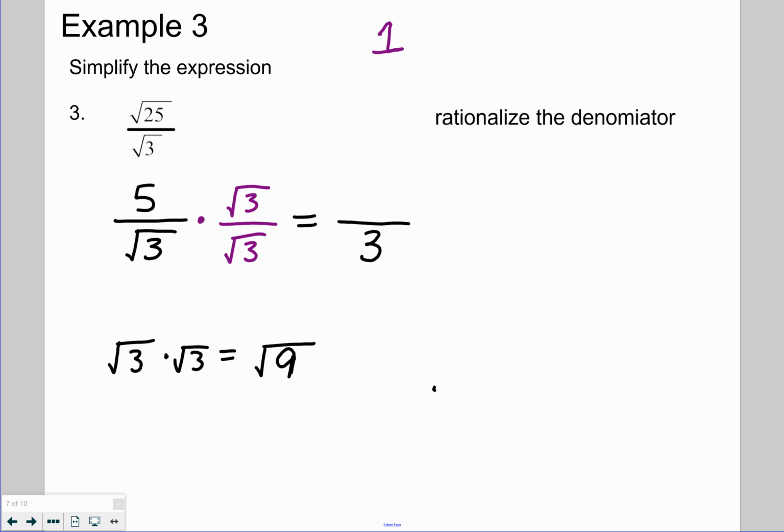Look at the numerator. The 5 times the square root of 3. Does the 5 have a radical? No. So you just bring them over and smush them together. 5 times the square root of 3. That's it.